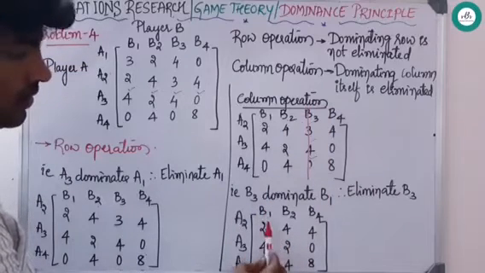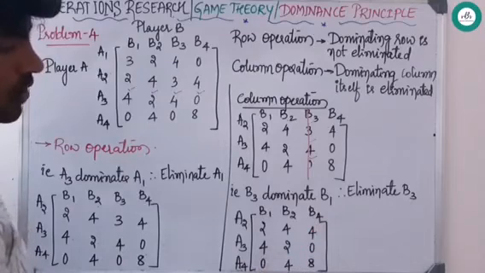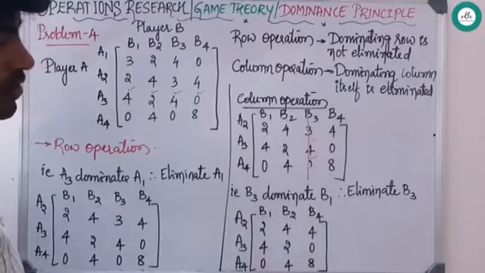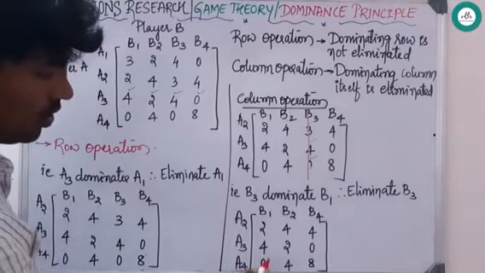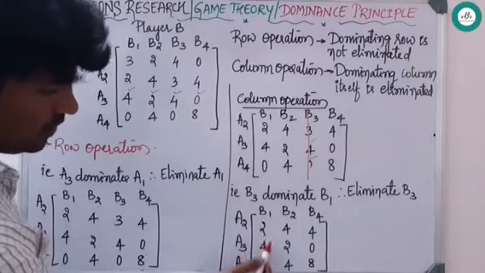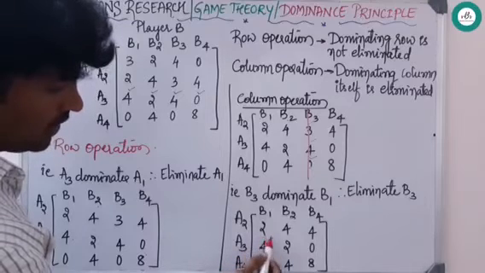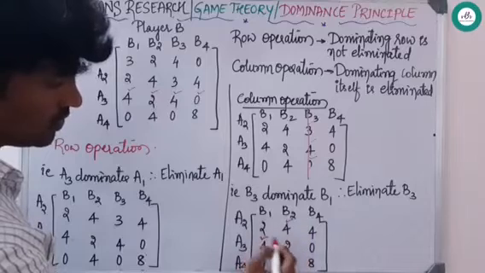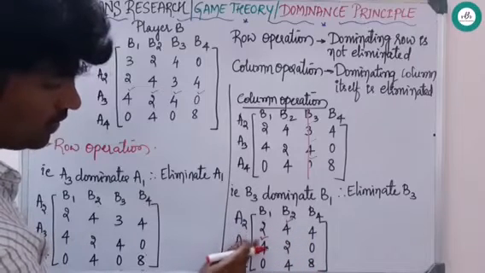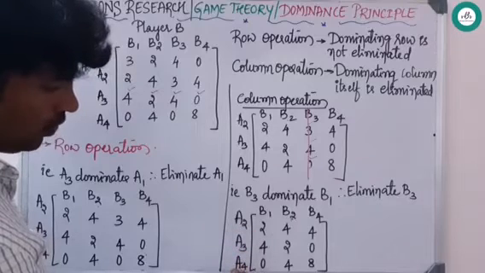So left with B1, B2 and B4. So now you can perform again the row operation or else the column operation. So proceeding with the row operation, have a look, comparing these two, A2 and A3. 2 and 4, 4 is greater. 4 and 2, 4 is greater. So it is not possible to compare 2 and 3. So leave this. Compare 2 and 4.